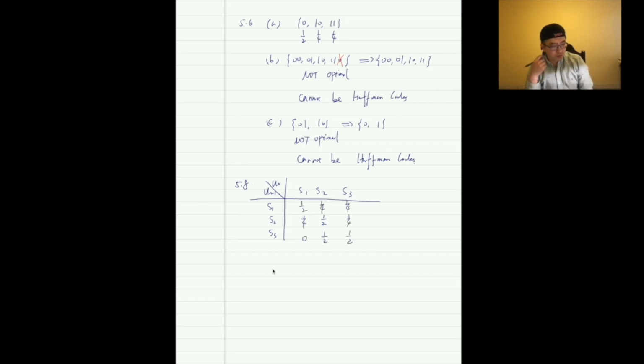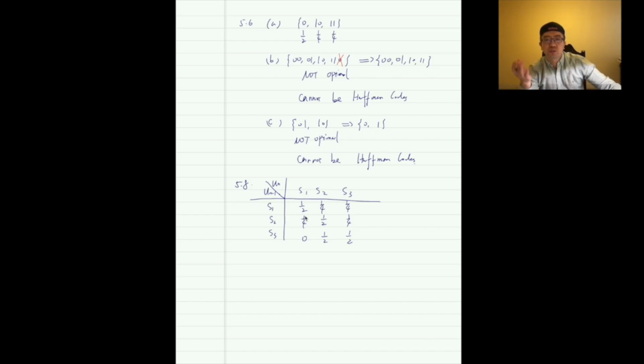So the design of the code could be like, given a state, how can we design the code of the next state? It means that we should have three codes here. The first code is given by this line. If the previous state is S1, then for the next state we have probability half to be S1, probability 1/4 to be S2, and probability a quarter to be S3.